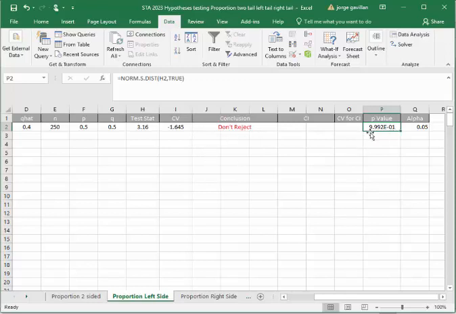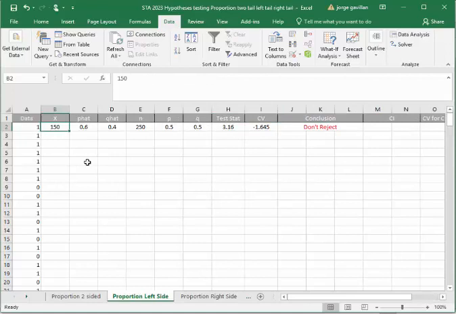And so here we're going to have 0.09, which is greater than our alpha, and that supports the conclusion that we do not reject. Now, what happens if the number of zeros was less than 150? What happens if it was something like 97? So we counted 97 zeros. That gave us a p-hat of 0.388.